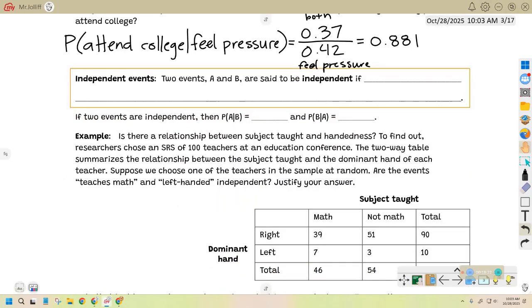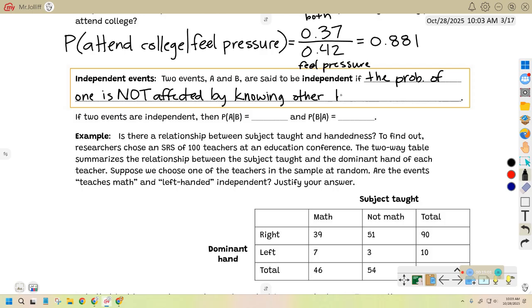Next idea related to this idea of conditional probabilities. Two events are called independent if the probability of one is not affected by knowing the other happened. Happened, not happened.